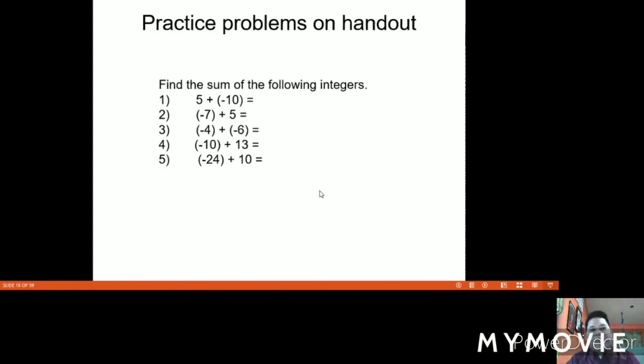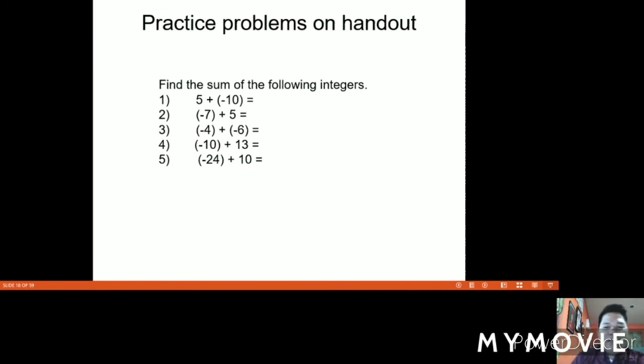For your practice problems on the handout, find the sum of the following integers. Number 1, 5 plus negative 10. Number 2, negative 7 plus 5. Number 3, negative 4 plus negative 6. Number 4, negative 10 plus 13. Number 5, negative 24 plus 10.